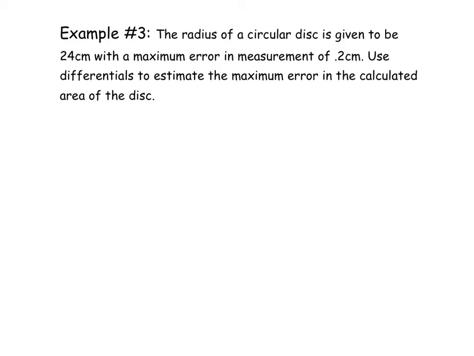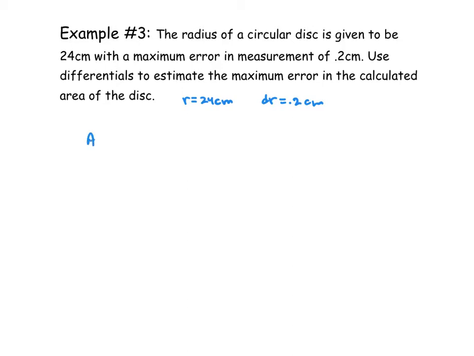Okay, so example 3. The radius of a circular disc is given to be 24 centimeters. So I'm going to say r equals 24 centimeters with a max error in measurement of 0.2 centimeters. So that's going to be our change in r, or dr. Use the differential method to estimate the maximum error in the calculated area of the disk.